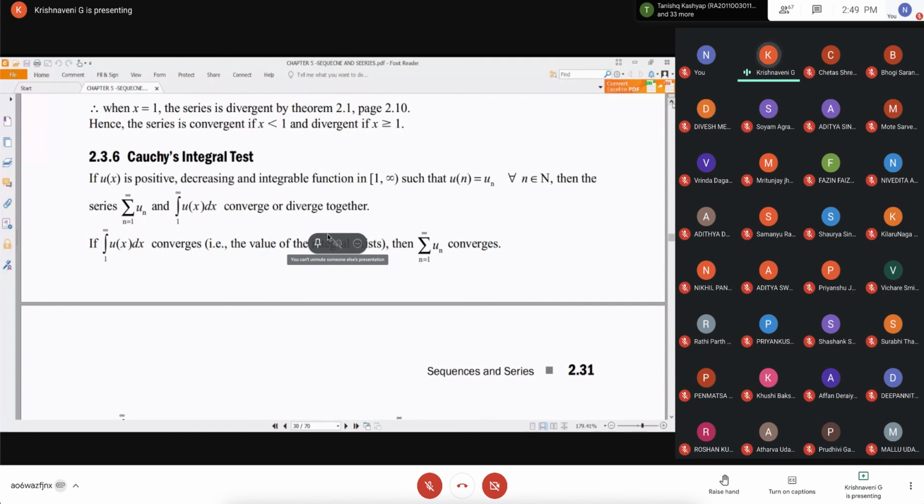How many tests have we completed? One by one, tell me. First test, comparison test. Second one, ratio test. Third one, Cauchy's root test. Root test. Okay. This is Cauchy's integral test. First, you write the statement, and then I will explain.